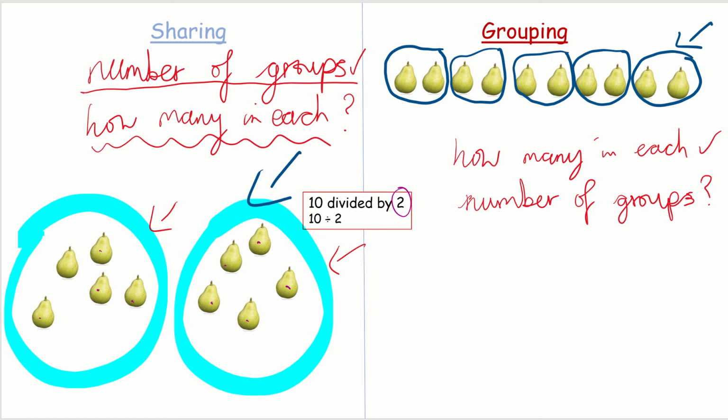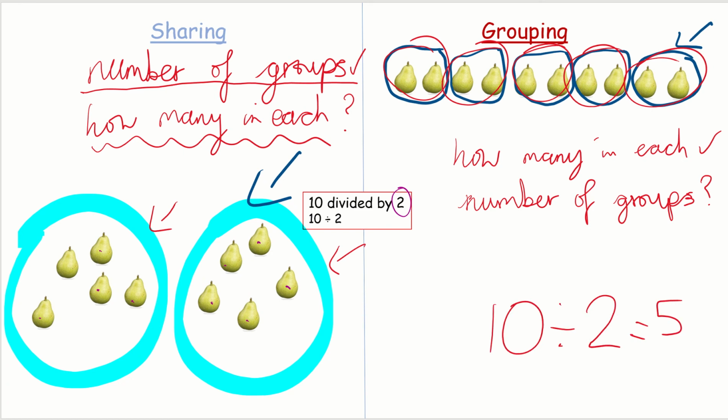I put them into groups because I knew there needed to be 2 in each group. I just didn't know how many groups there would be at the end. How many groups are there? Let's check. There's 1 group, there's 2 groups, there's 3 groups, there's 4 groups, there's 5 groups. 10 divided into groups of 2 equals 5. And when over here we did 10 divided into 2 groups, there was 5 in each. So we end up with the same answer, girls and boys. It's just 2 different ways of doing it.